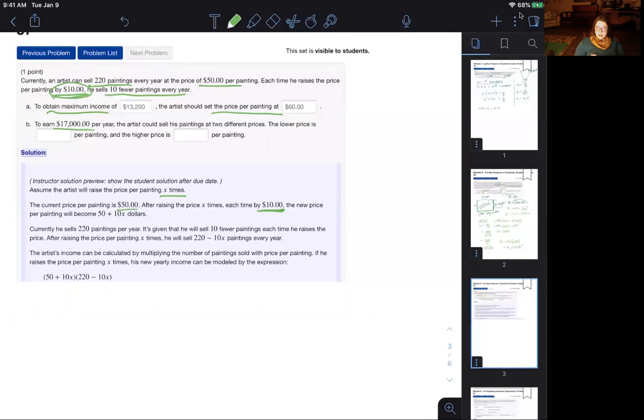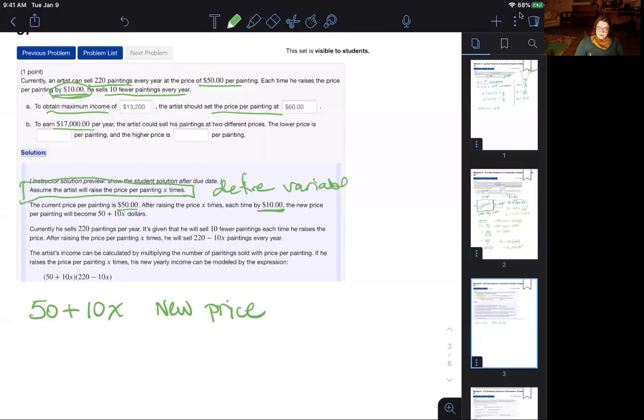So the new price is going to be 50 plus 10x. So we have X being, right here, what we call this is defining the variable. Otherwise you would write that out.